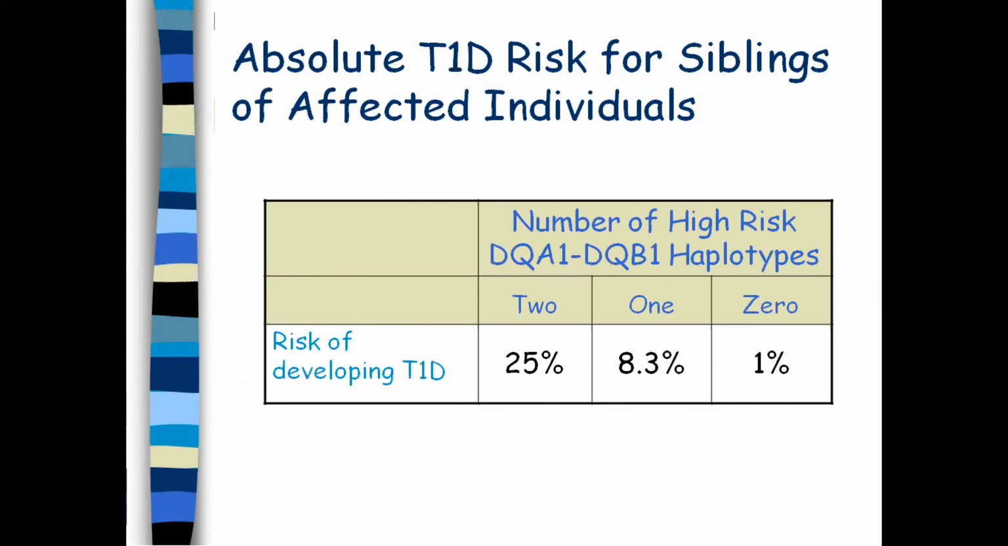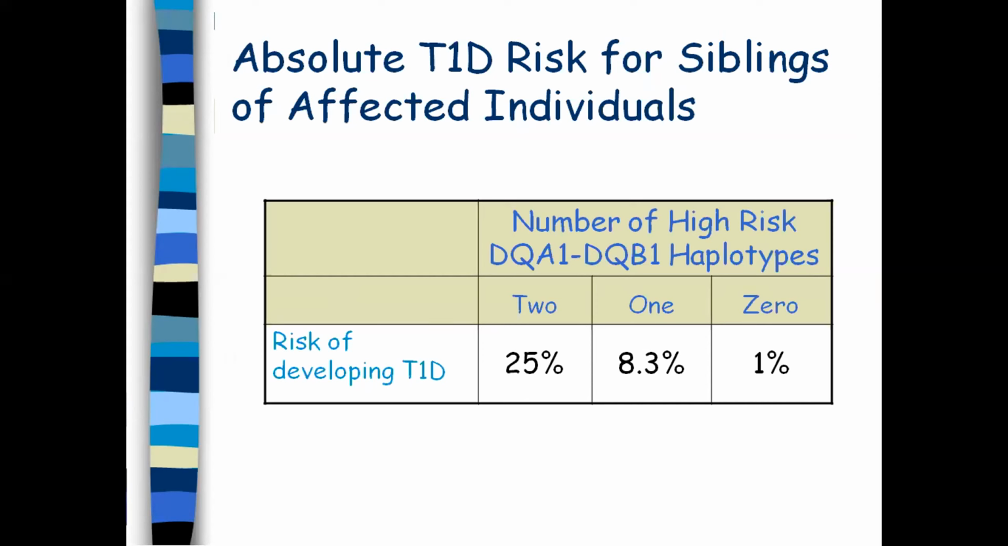So the risk of developing type 1 diabetes is 25% with two of them, that is DQA1 and DQB1. When there is an alteration, mutation or deletion in those genes, the maximum chances of developing type 1 diabetes occur, and 8.3% only with either DQA1 or DQB1. And if there is no alteration in DQA1 and DQB1, there is a prevalence of 1%.